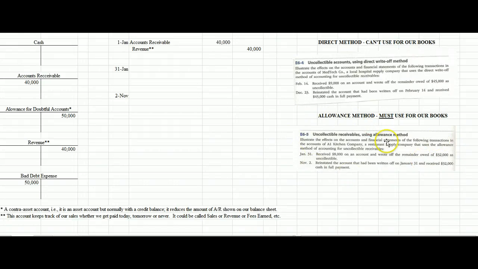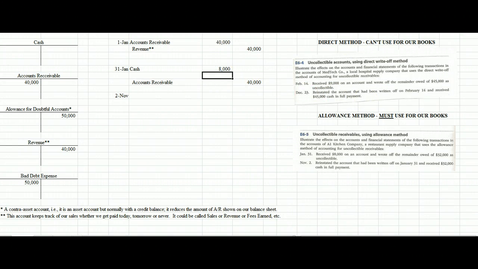So 6-5 says on January 31st, let's pretend, by the way, that on January 1st we sent out an invoice for $40,000. And then on January 31st, we receive a check for $8,000 and write off the remainder of $32,000 as uncollectible. So what's happening to cash? Cash is going up. Cash is an asset. Assets increase with debits, so we debit cash for $8,000. We're taking that entire account receivable off our books that had a debit of $40,000. To make it zero, we're going to credit it for $40,000.